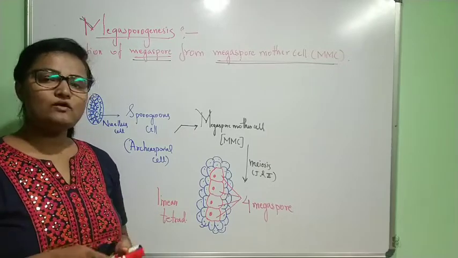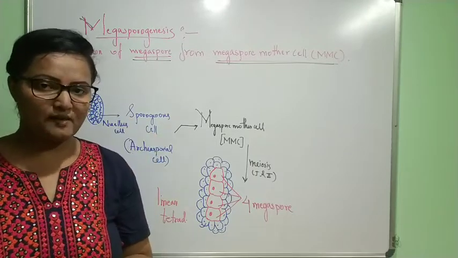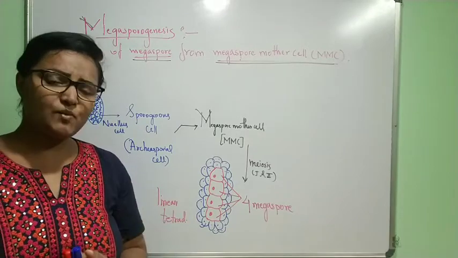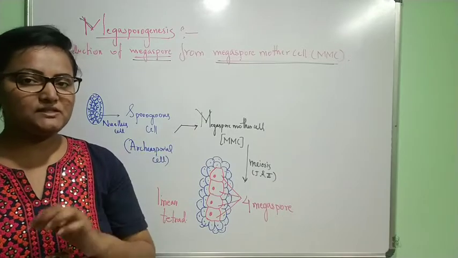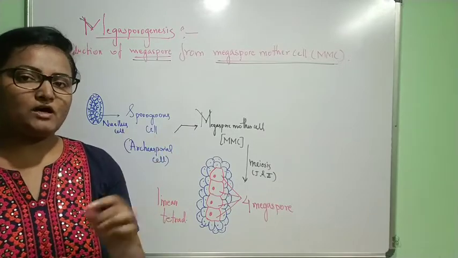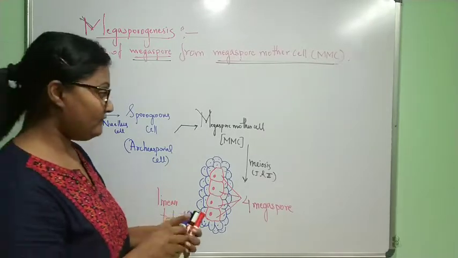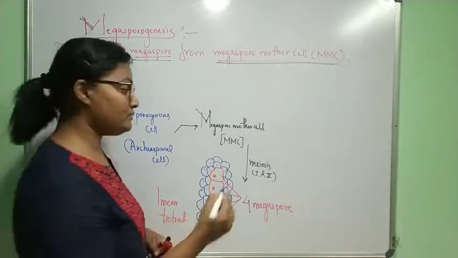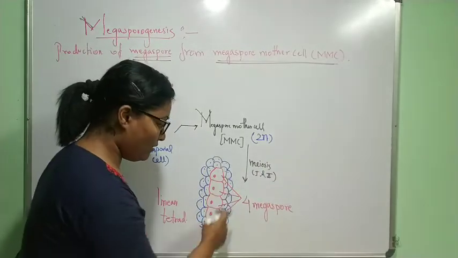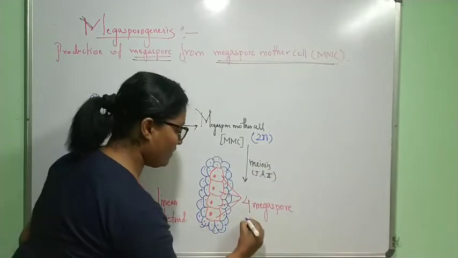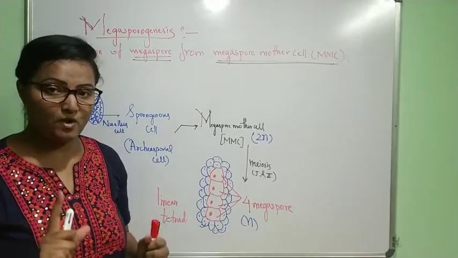So what happens? One cell of the nucellus undergoes division and forms the archisporial cell, or sometimes called the sporogenous cell. From the sporogenous cell there will be production of the megaspore mother cell. And it is important to remember the ploidy also. The megaspore mother cell is 2n, but all these 4 megaspores which are formed are haploid in nature. This is very important, remember, haploid in nature.